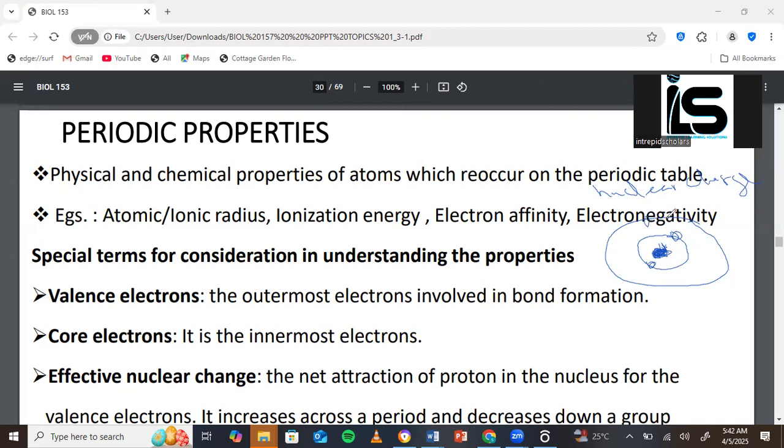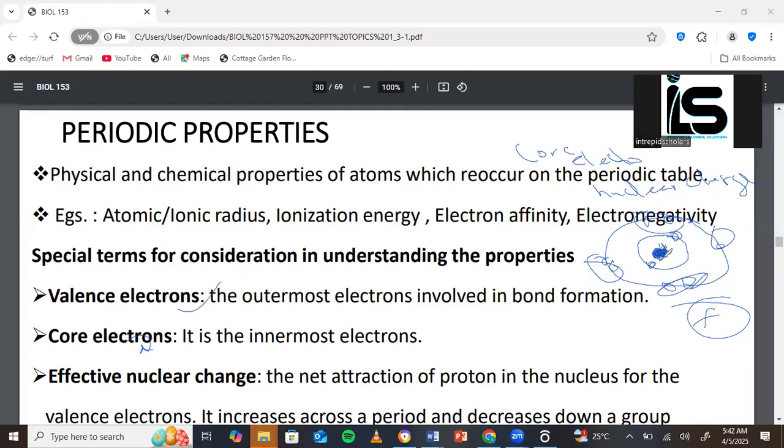There will be 2 electrons here, and then, let's say I've drawn 9 electrons in total, so that we show the structure of fluorine. The electrons in the inner shell are called the core electrons. The electrons on the outermost shell are called the valence electrons.